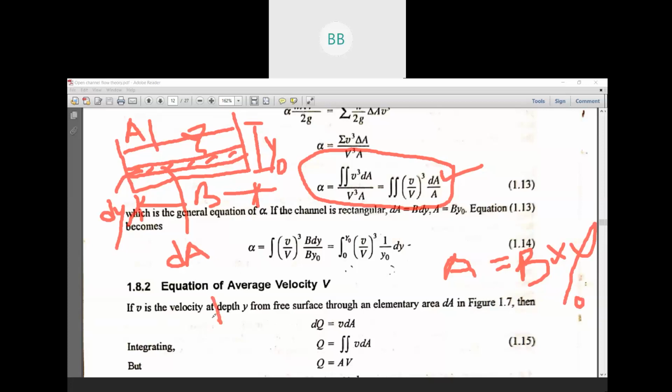And if you find out the small elementary area, that is del A, del A is nothing but the same width of the channel as the width of the channel for that small elementary area, and the whole cross section area will be the same as it is a rectangular channel. So B into dy, that is the area for that small elementary area.